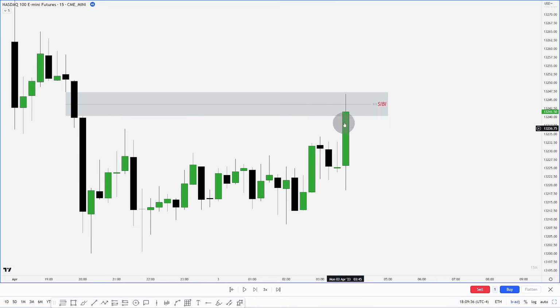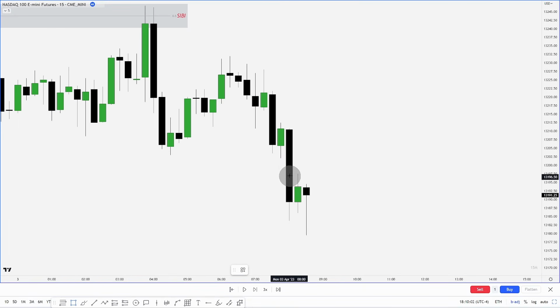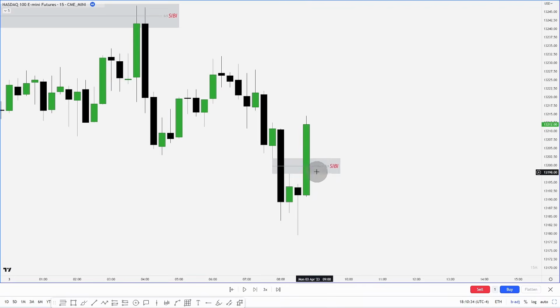So you can see when we reach up into this fair value gap, price does not close over the consequent encroachment. Now, for example, let's take a look at this SIBI right here. Marking out the consequent encroachment, you can see that price did not respect this SIBI at all and closed right through it. This is when I will invalidate a fair value gap because price is not respecting it.